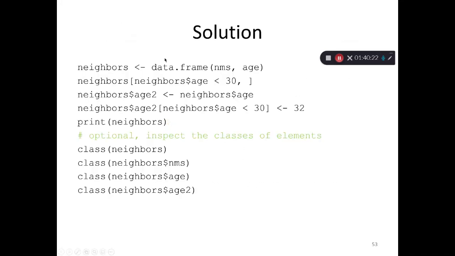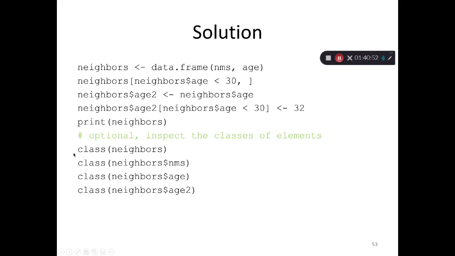Here is the solution. You combine them into a data frame using the command data.frame. You select only the elements whose age is lower than 30. You can create a new variable within the data frame using the $ sign, which is equal to the age variable, and you overwrite the elements of age which are lower than 30, and you write 32 in them. You can print it out.